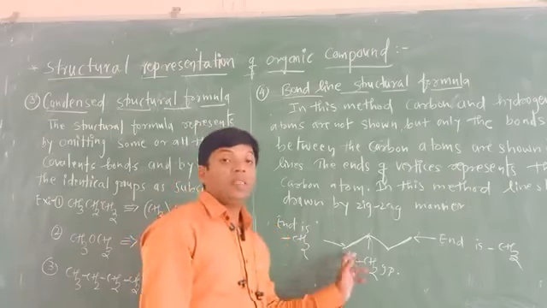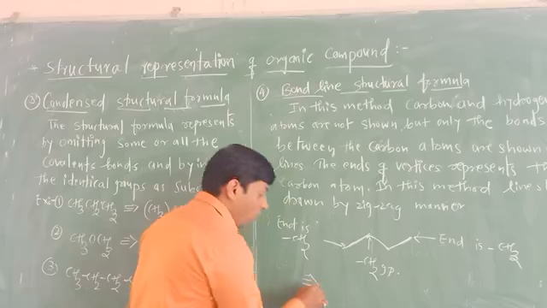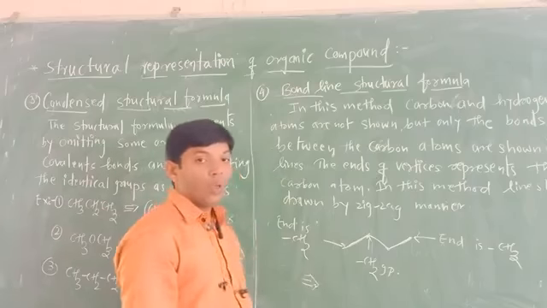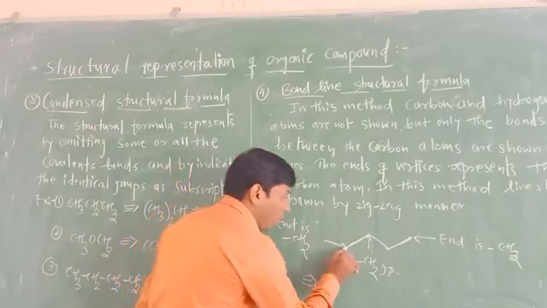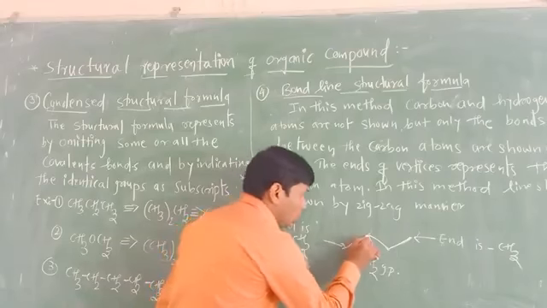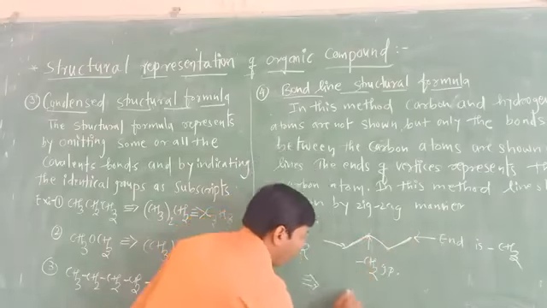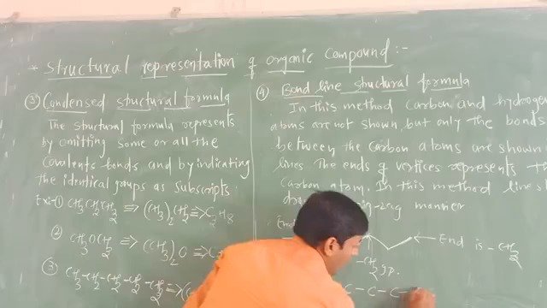So how can you convert this into structural form? Whatever the bond line formula or bond line representation is there, you can convert it into the structural form. How can we write this one? See here. First of all, you have to write down the number of carbon atoms present in the system. 1, 2, 3, 4. I'll write here first of all. 1, 2, 3, and 4.